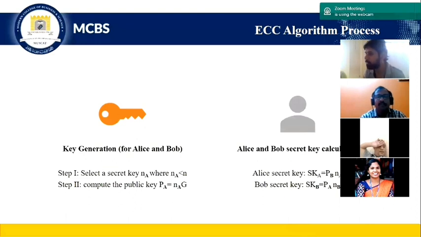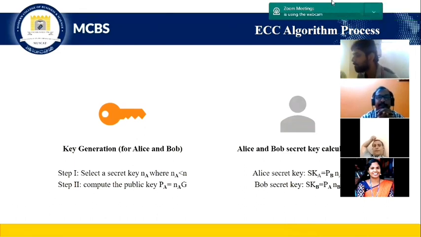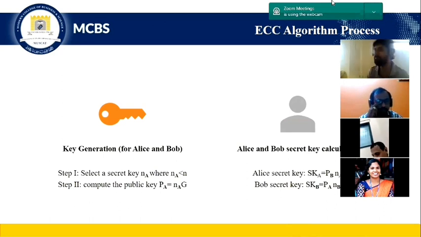Okay, for the key generation, for example, we have two parties, Alice and Bob. Starting with Alice, first Alice needs to select a number, and that number should be less than the generating point. Then compute the public key of Alice by multiplying the secret key with the generator. For Alice and Bob's secret key calculation, Alice's secret key is calculated by multiplying the public key of Bob by the secret number of Alice, and vice versa for Bob, multiplying the public key of Alice by the private key of Bob.